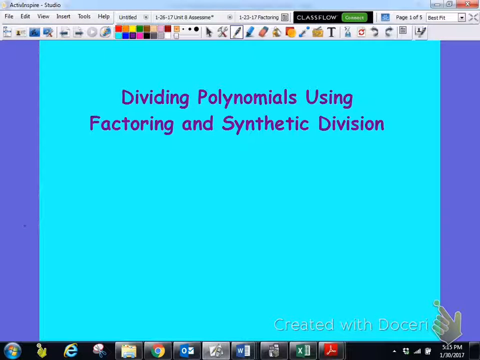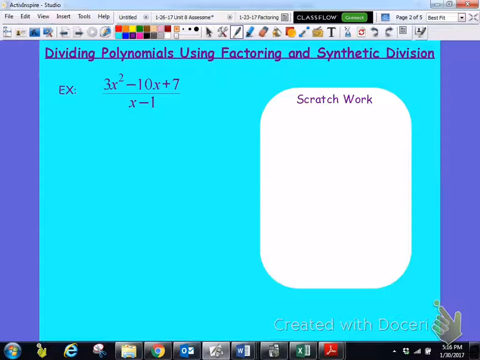Alright class, today we're going to be dividing polynomials using factoring and synthetic division. Now factoring is the skill set we practiced today. Synthetic division is going to be something new. So let's jump into this first example.